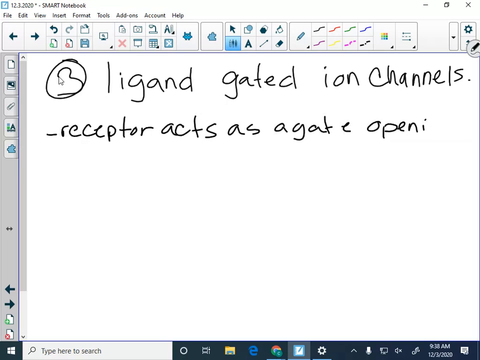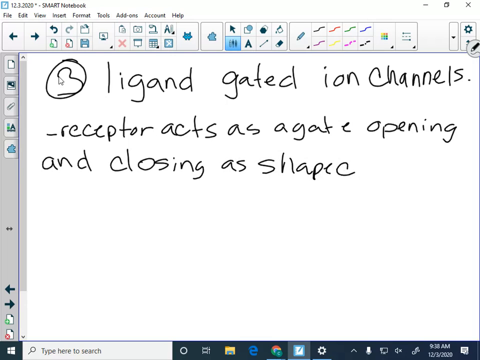Opening and closing as shape changes. My board's kind of off. I might have to fix that.